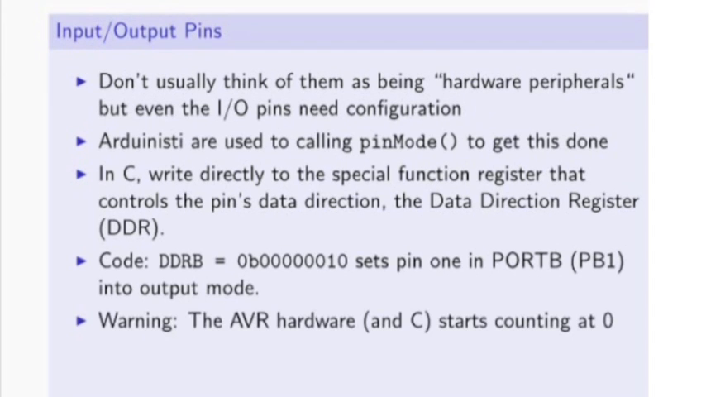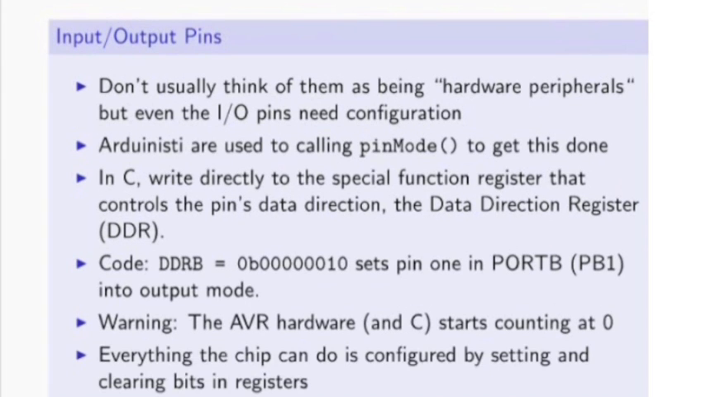I think you've noticed by now that AVR hardware and C all starts counting at 0. So the rightmost bit is the 0 bit, and then the one after that is the 1 bit, etc. So PB0 is on the rightmost bit, and PB1 is next to that. Anyway, the point is, everything the chip does is configured by setting and clearing bits in registers.